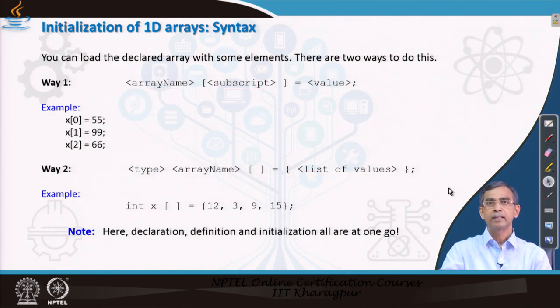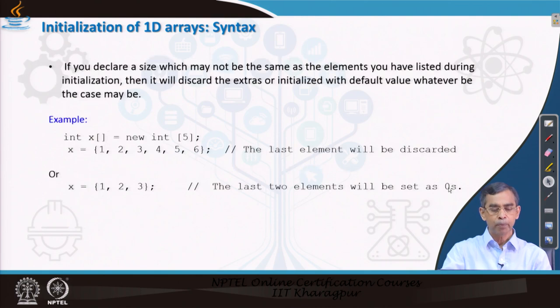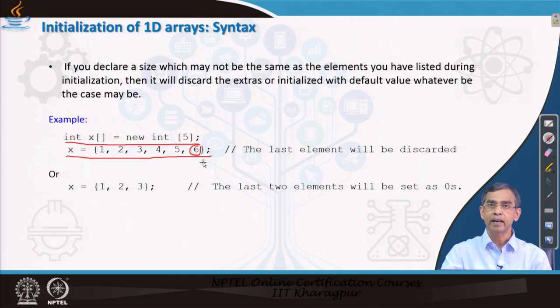So, these are the different ways the 1D array can be initialized. Okay, there are a few points you should consider in this regard. For example, we declare an array x of type integer of size 5, and later on we can initialize it this way. This is also possible in Java, but here you see the size of the array at the time of declaration is 5, and we want to initialize the array with 6 elements. So, it will not be able to load the last element. In that case this element will be truncated automatically.